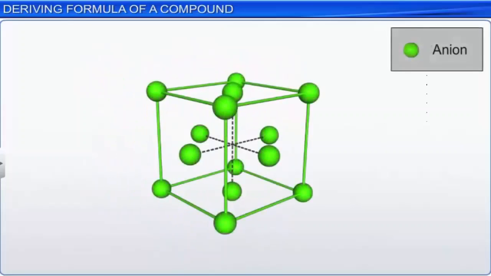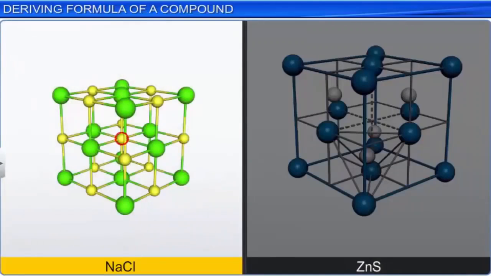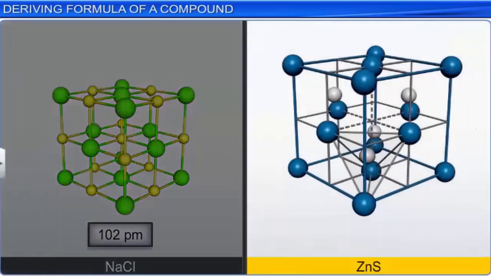Usually, the anions being larger in size form the basic crystal lattice, and the cations being smaller in size occupy the voids. A relatively small cation occupies the tetrahedral void, while a relatively bigger cation occupies the octahedral void. For example, sodium ions having size of 102 picometers occupy the octahedral voids in a sodium chloride lattice, and the zinc ions with size of 74 picometers occupy the tetrahedral voids in a zinc sulfide lattice.